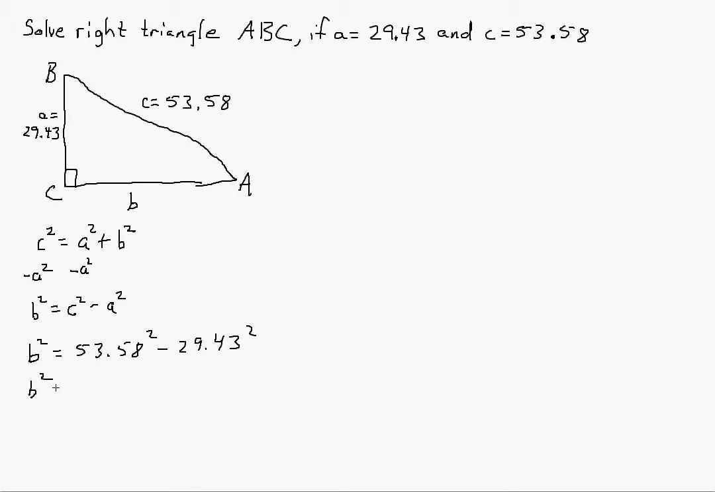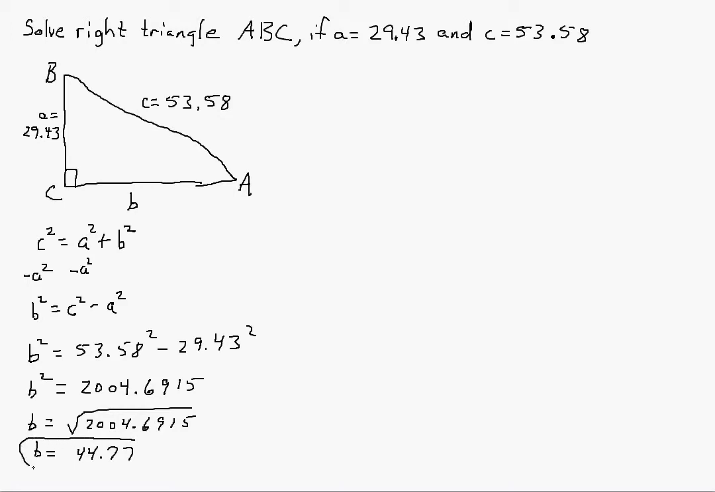So we get b squared is equal to 2004.6915. So b is equal to the square root of this, 2004.6915. So b is equal to 44.77. And there's the measure of side b.